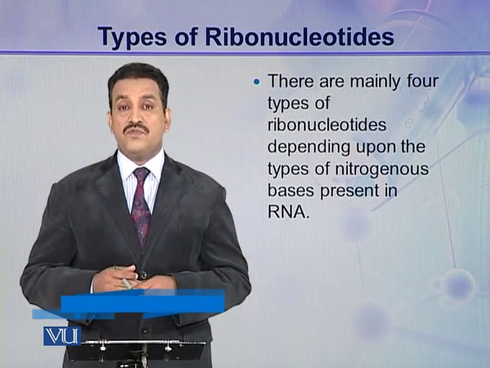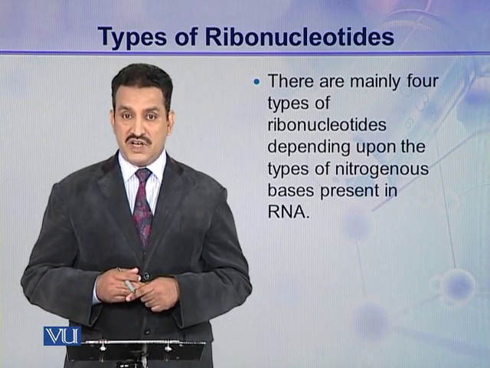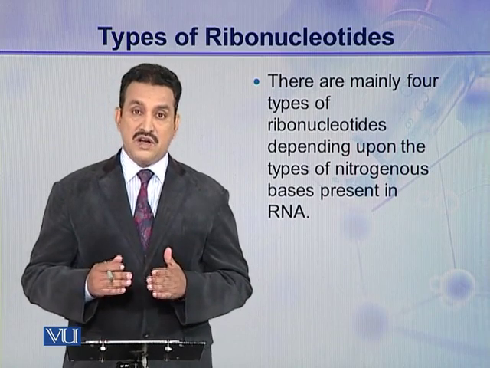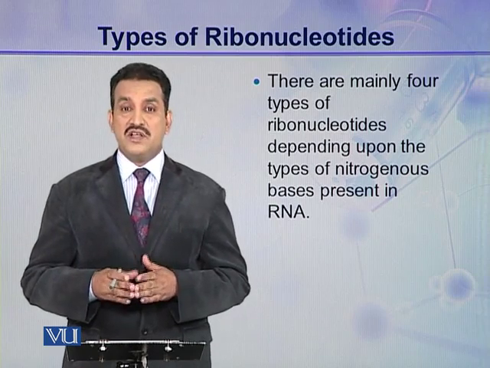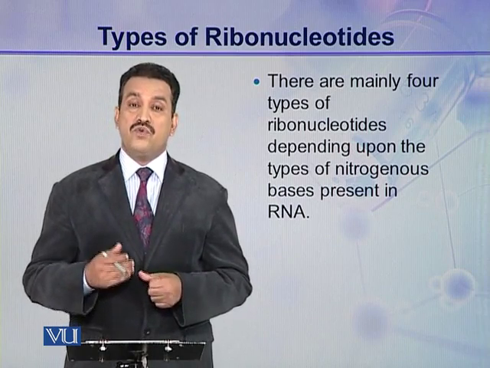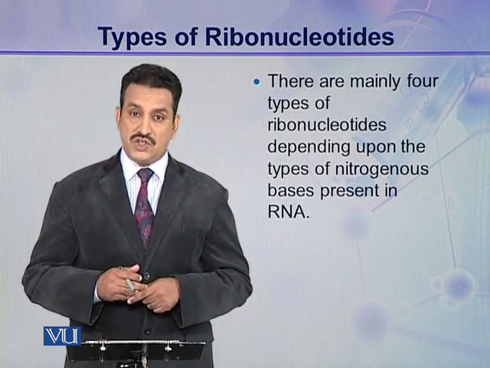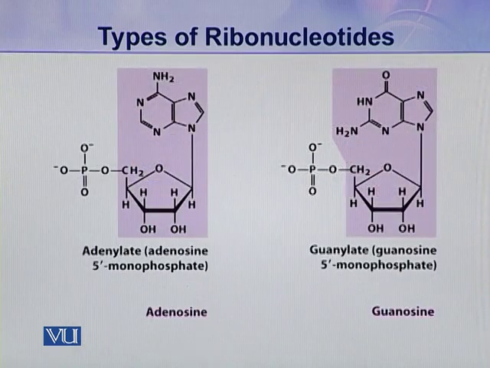So as you know, there are four types of nitrogenous bases present in a ribonucleotide. One nitrogenous base is present in one ribonucleotide, but overall there are four types of ribonucleotides. So there are four types of nucleotides which are present in a ribonucleic acid. These four types depend on the type of nitrogenous base.